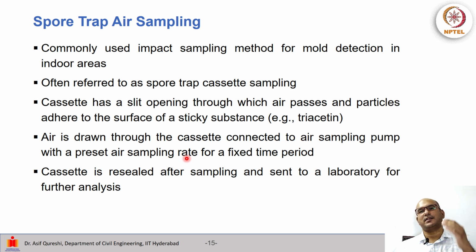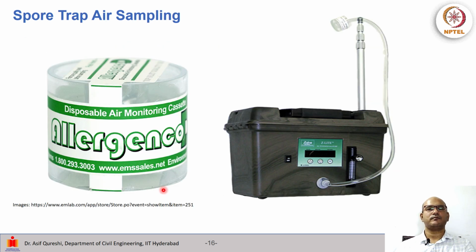So we will say draw the air at whatever liters per minute for whatever amount of time, 5 liters per minute for 30 minutes for example. Any sampling rate and sampling period can be fixed. Then after the collection is over, the cassette is resealed so that it does not receive any more biological material, and then is sent to the lab for further analysis.